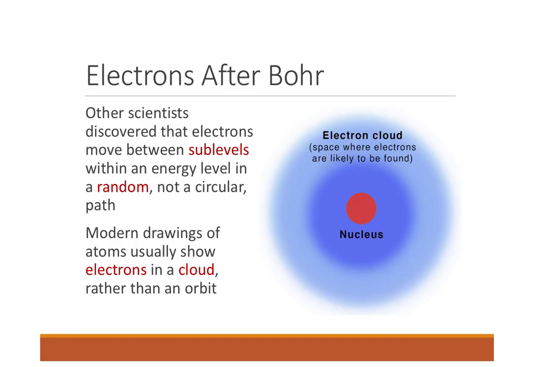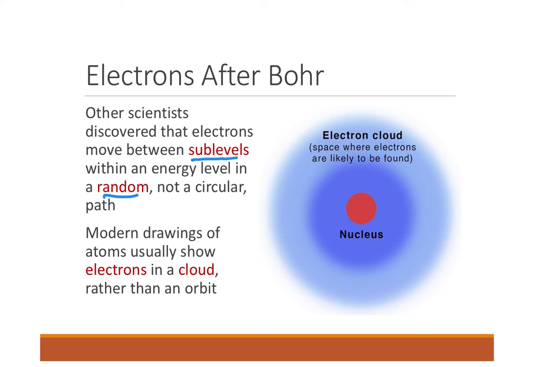So Bohr's model is not, of course, the final model. It's not exactly how we understand atoms today. Other scientists after him discovered that electrons can move in seemingly sub-levels within an energy level, and they also move in a random pattern, not a circular path that looks like a solar system.